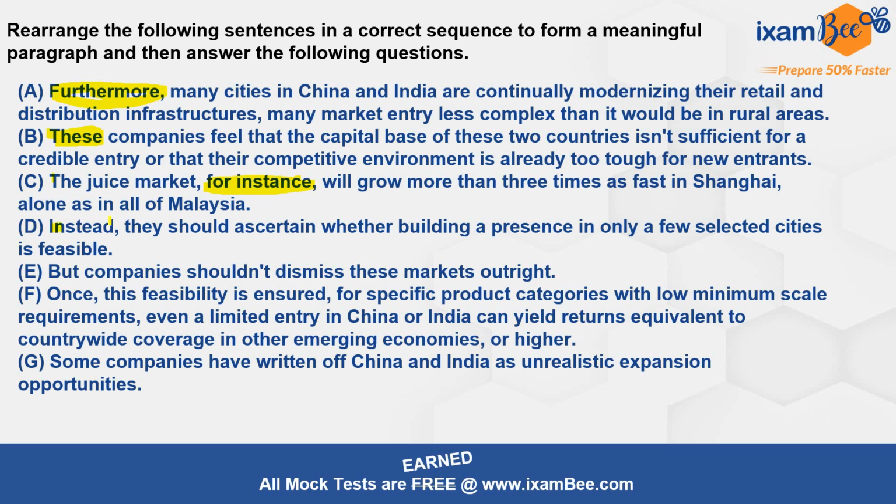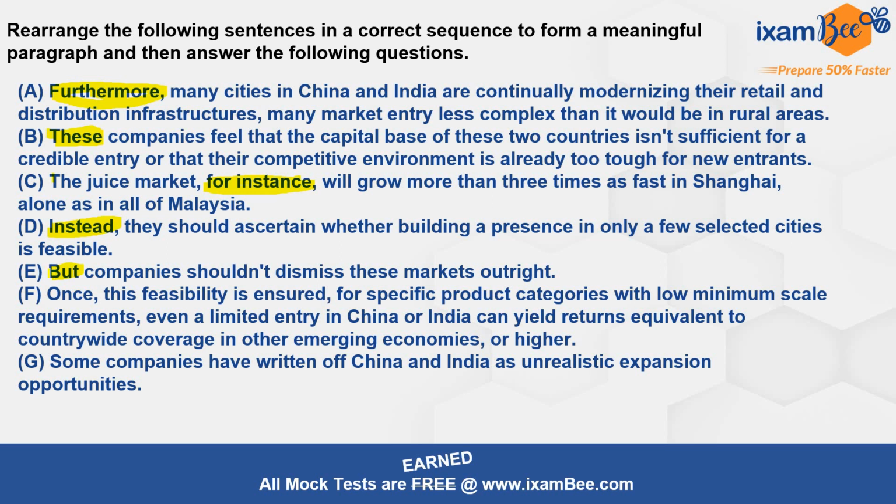Look at sentence D. It uses the word instead. That means it's providing us an alternative. But what is the first factor or the first alternative that's already present? It should be in the first sentence, so D cannot be our first sentence. Then look at E. It uses a conjunction, but. A conjunction but expresses a contradiction. So we need to find the first clause which this conjunction joins to this present clause. So it cannot be our first sentence again.